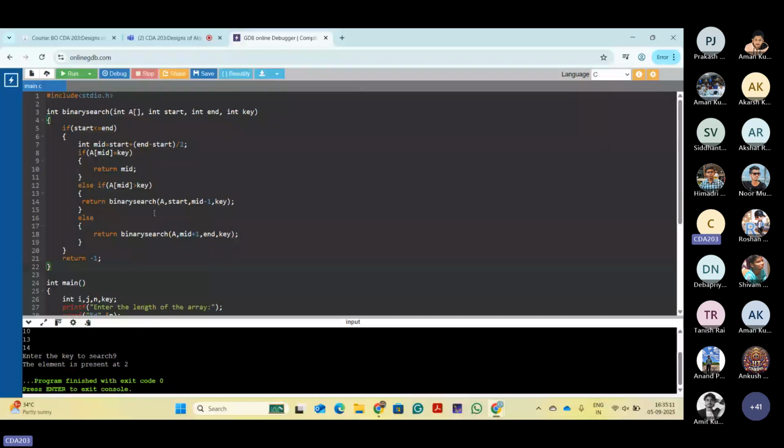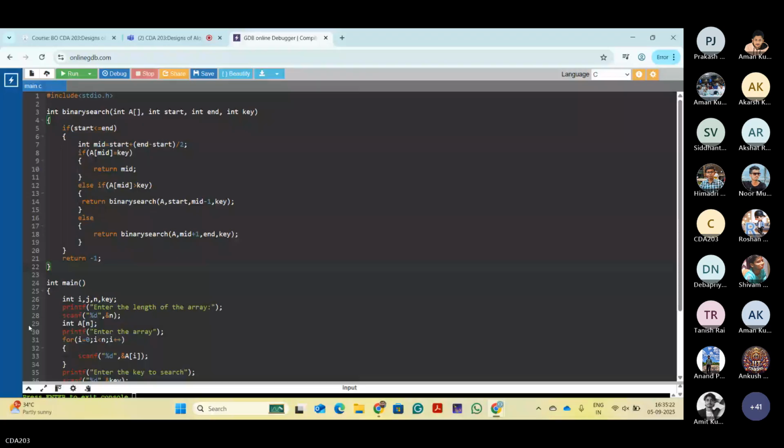Okay, so you can see it's giving the output. Is there any difficulty in this code, or I think it's very easy. This one was easy actually.